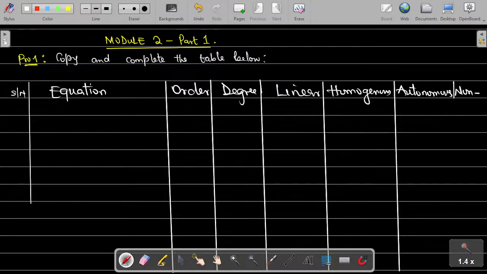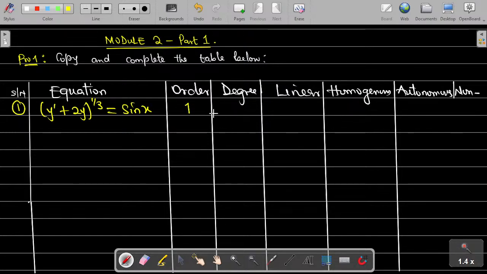So the intent is that they will be giving us equations, and then they are expecting us to fill in the details. Look at the first one: y prime plus 2y raised to the power of 1/3 equal to sine x. The order is 1, the highest derivative present is 1.